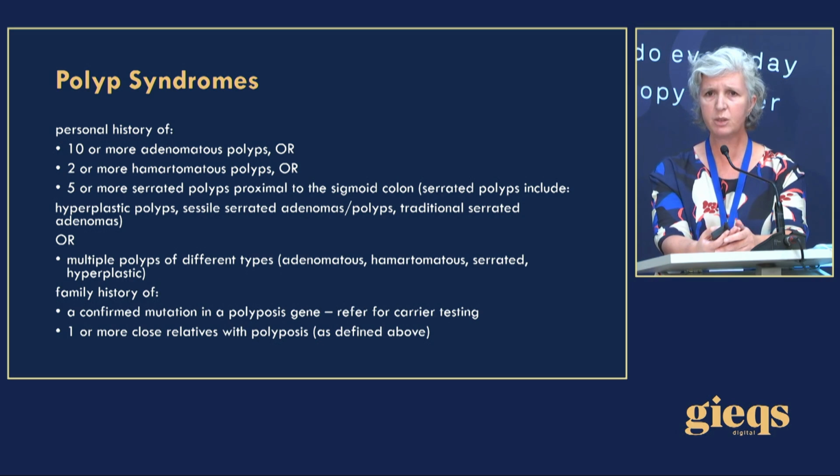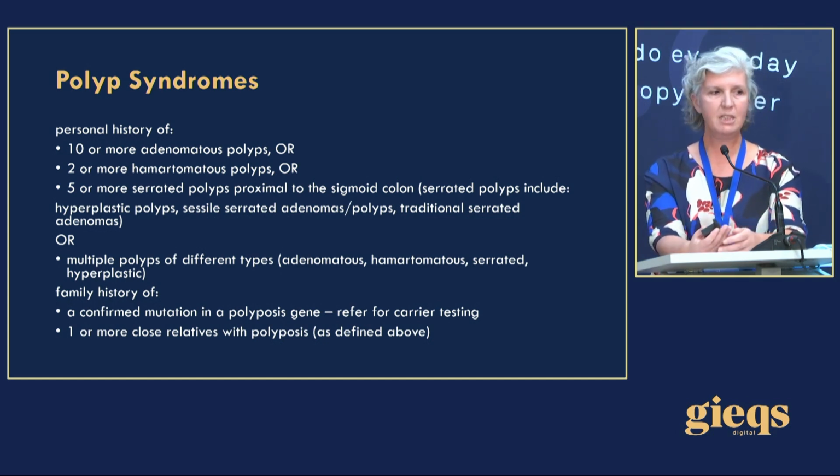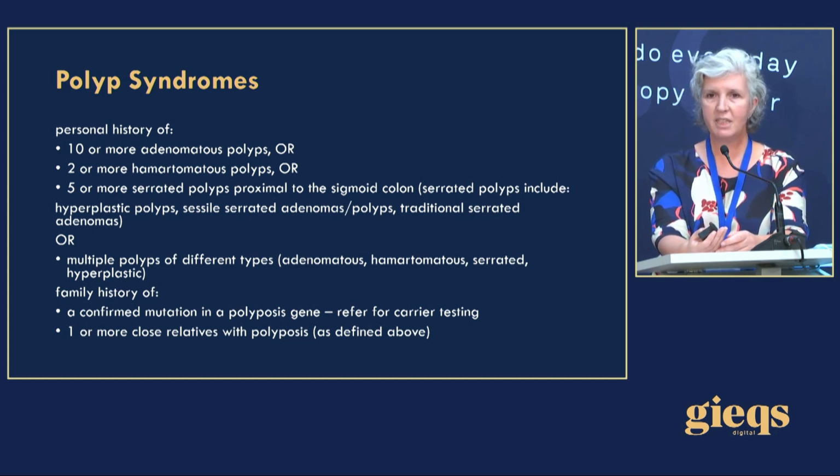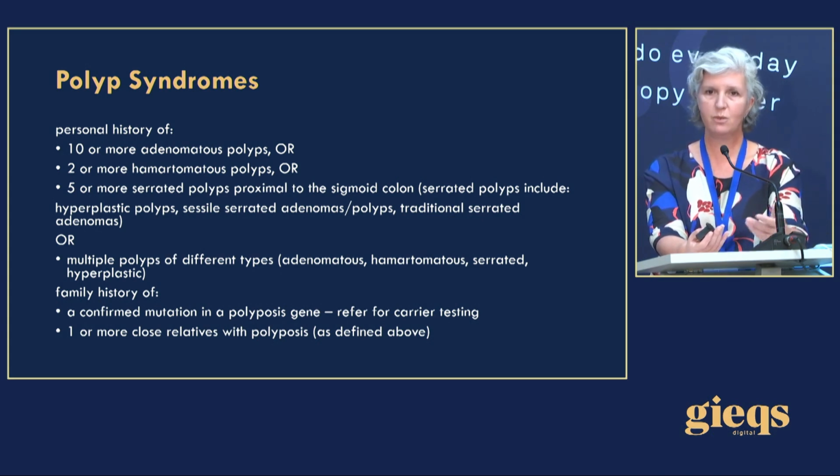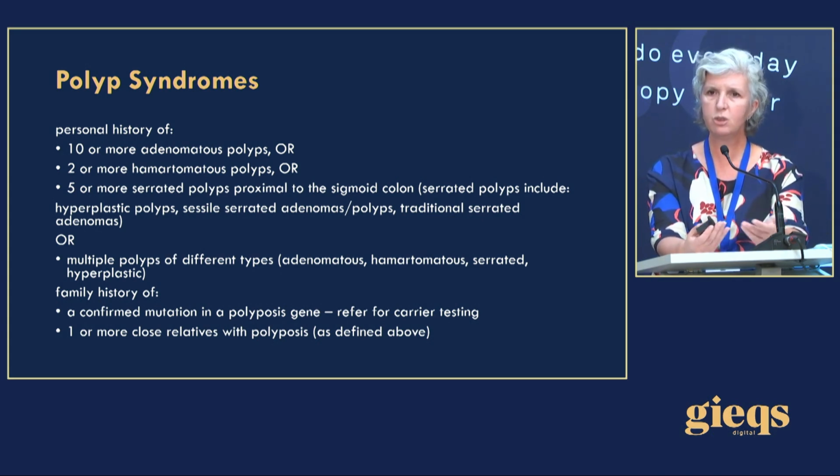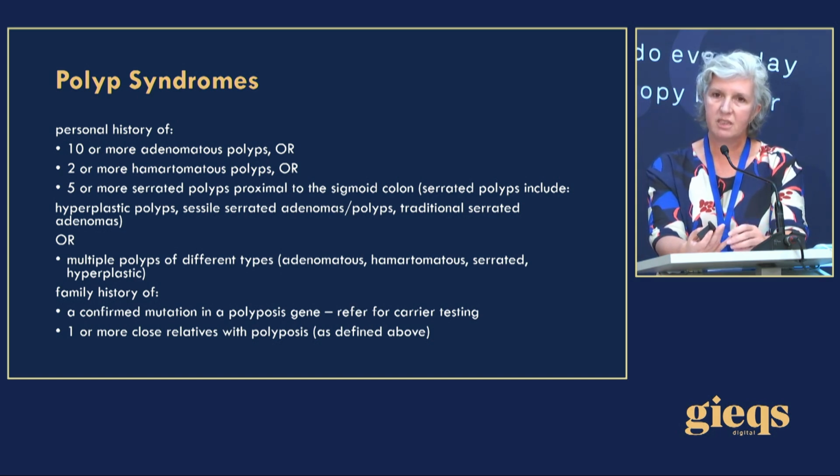It's also important to know that we talk about a personal history of 10 or more adenomatous polyps, which means that if you perform an endoscopy and you see about 5 polyps, then you may have a patient that had polypectomies 3 years before. So please do check the personal history of the patient and not only the colonoscopy that you are performing that day. Then you have a polyposis syndrome in patients that present with different types of polyps.